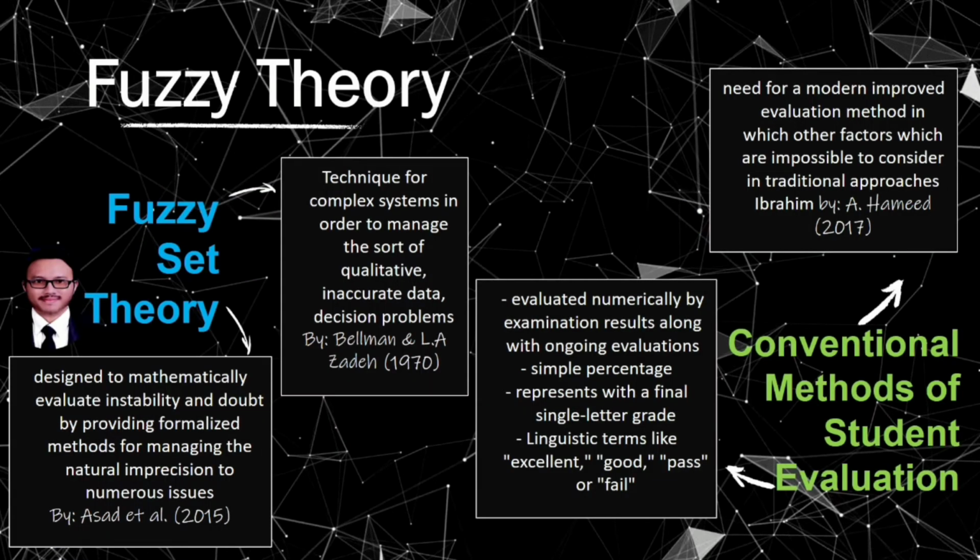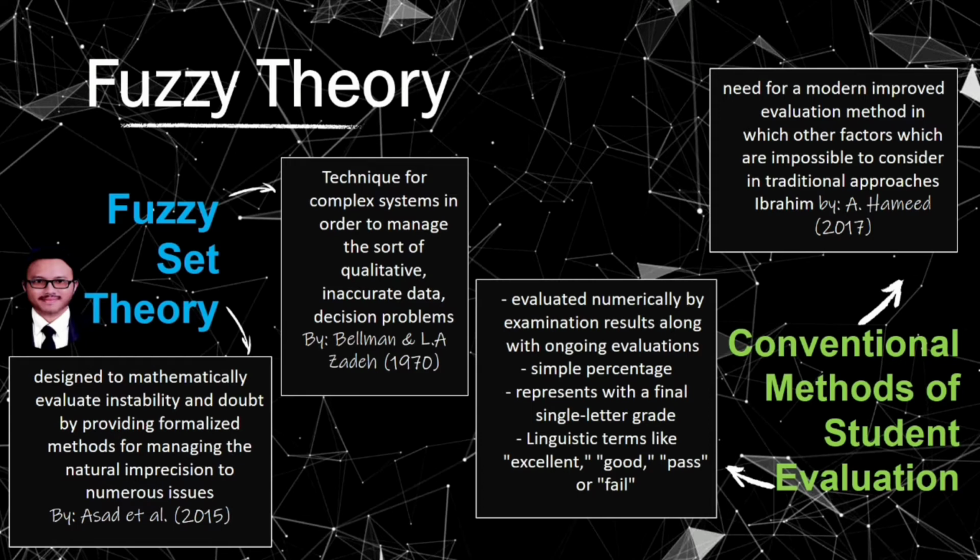Next is fuzzy set theory. It is a technique for complex systems to manage qualitative, inaccurate data in decision problems, by Bellman and Zadeh. It is designed to methodically evaluate instability and doubt by providing formalized methods for managing the natural imprecision in numerous issues. Conventional methods of student evaluation need a modern improved evaluation method in which other factors, which are impossible to consider in the traditional approach, can be included. Ibrahim.